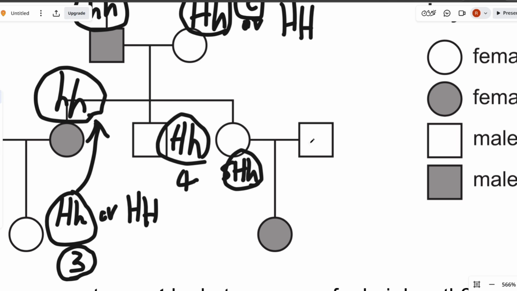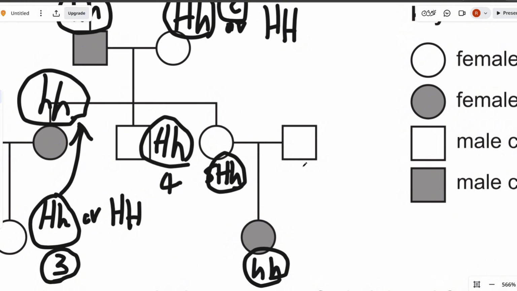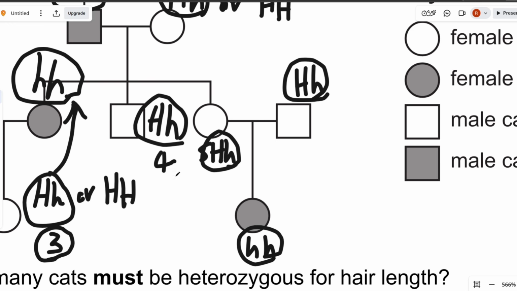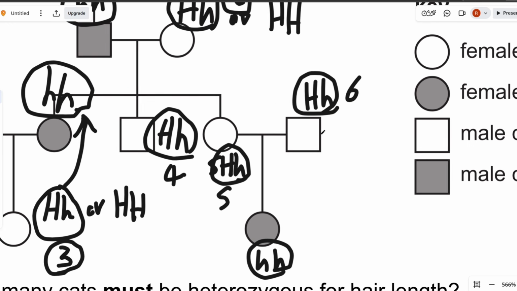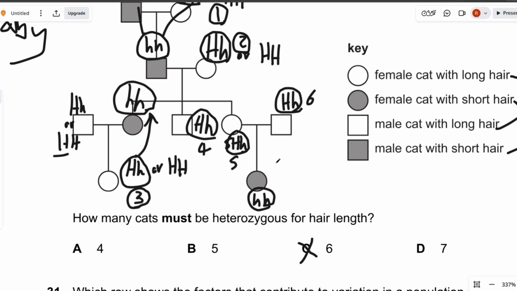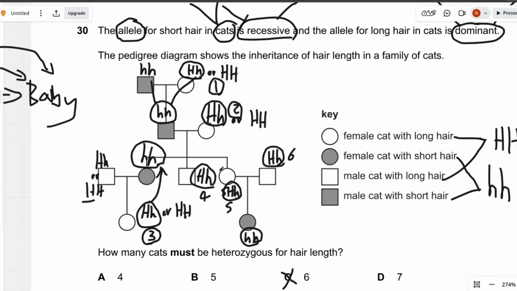She was wed with a male, and they gave birth to a daughter who was homozygous recessive, H small, H small, which means she must have got that other H small from her dad, and since her dad is dominant, her dad must be H capital, H small. This is the sixth confirmed member of the group. So the correct answer is C, which is 6 members. This is a bit of a tough question. It's honestly one of the most difficult questions I've seen ever show up in paper 2. So if you could solve this, really, really good job. You're doing amazing.